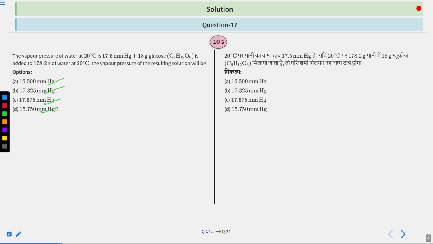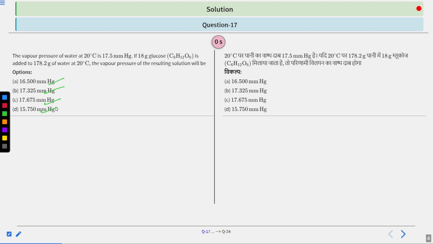So the hint for this question is that since we are adding a non-volatile solid, which is glucose, to water, it will reduce its vapor pressure. So you will use the corresponding formula for the lowering of the vapor pressure to find the correct answer. Okay, so your time starts now. So your time is up.